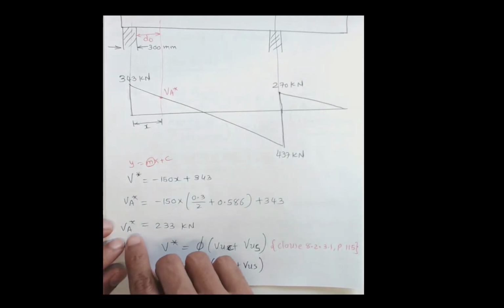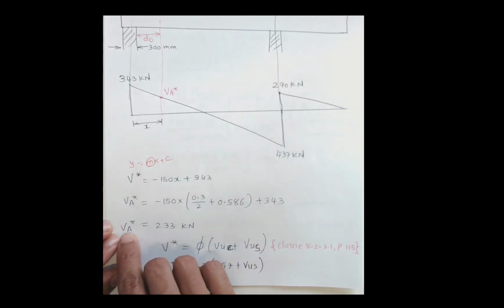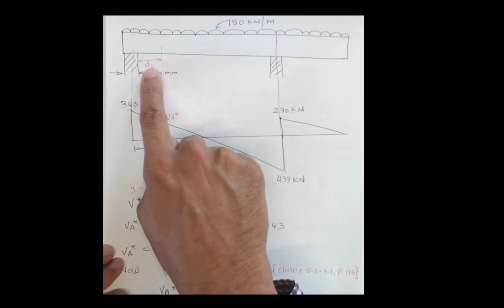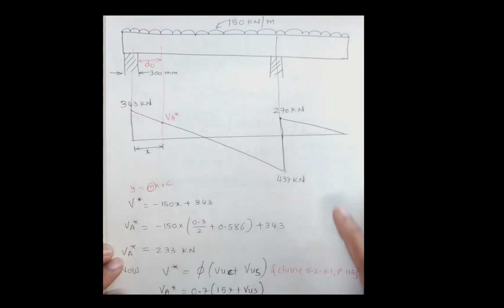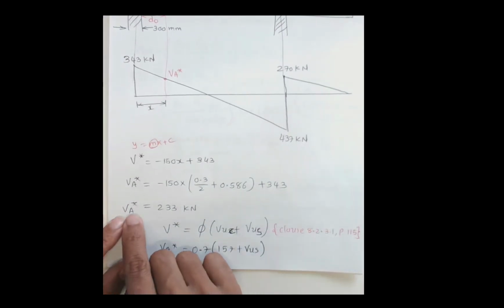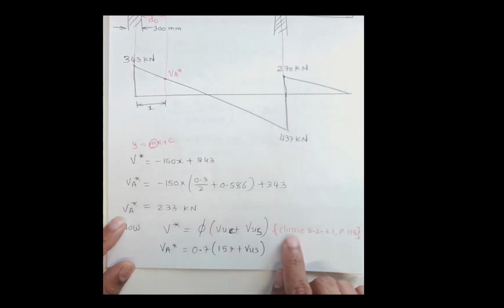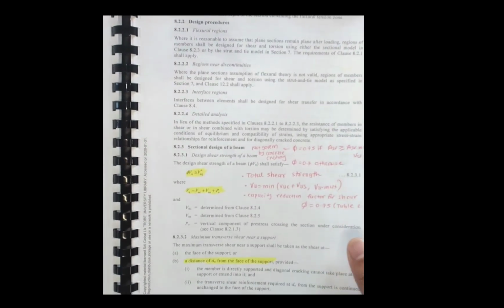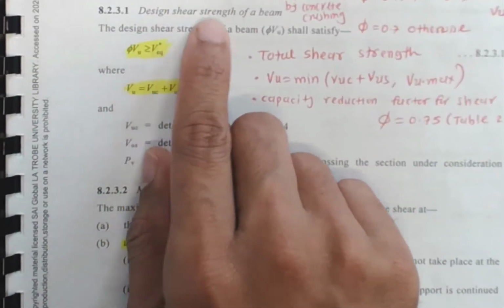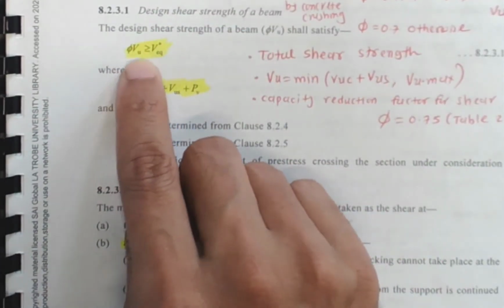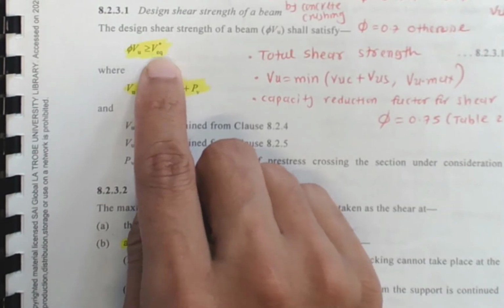Now, in the last video, we talked about finding these V stars at the distance d0 from the surface of the support. Now, once you know these V stars, we have an equation in clause 8.2.1.3 on page number 115, where it says that the design shear strength of the beam, phi Vu, should be greater than or equal to V equivalent.